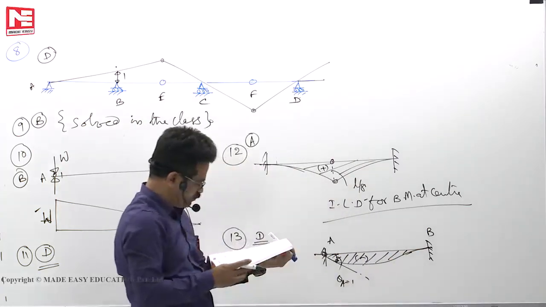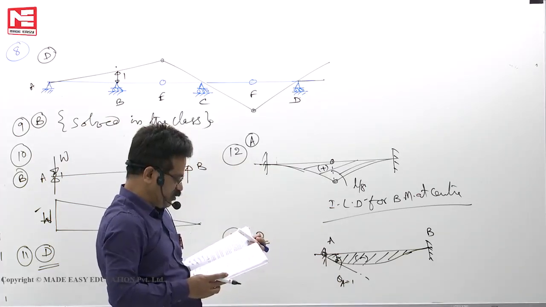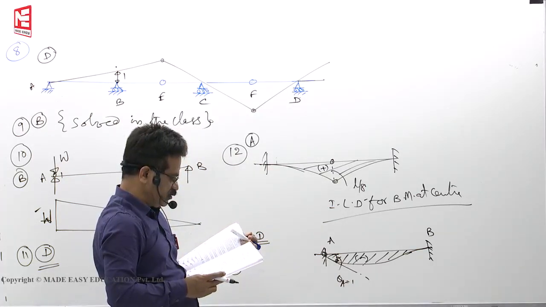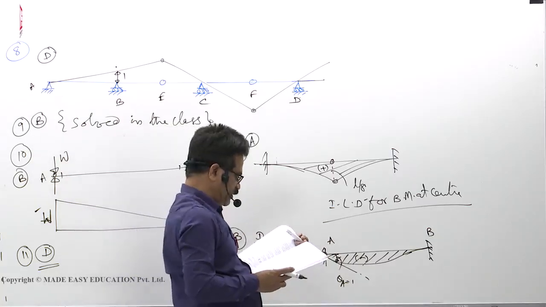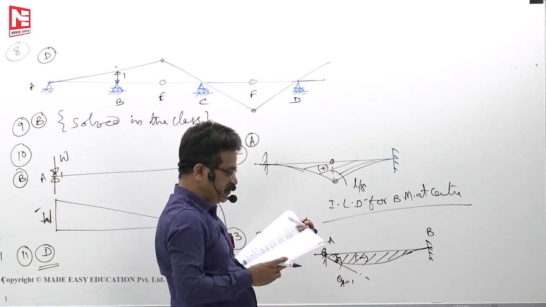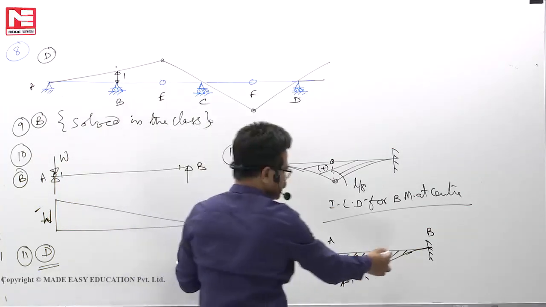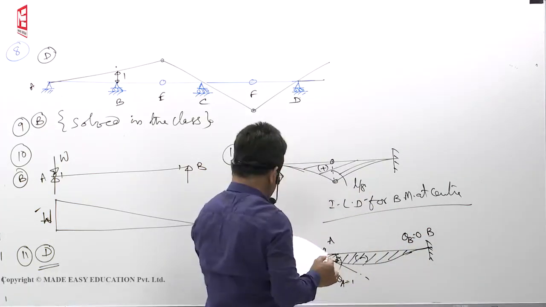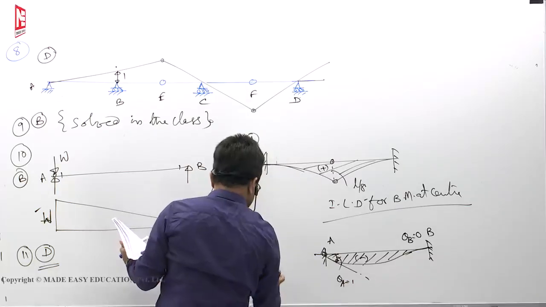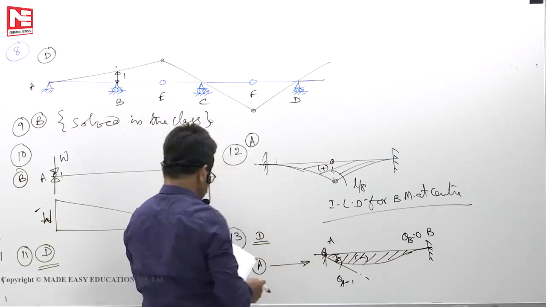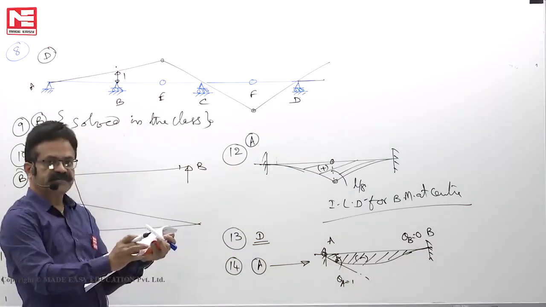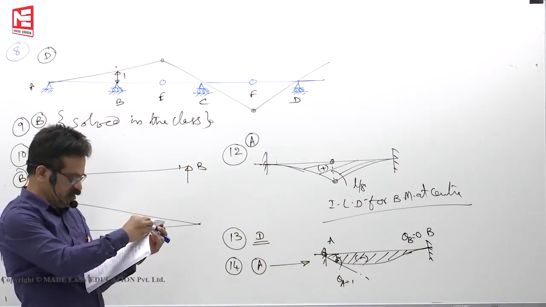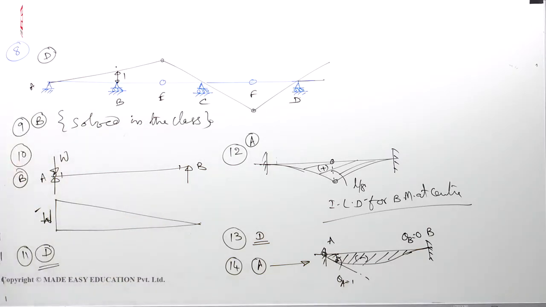Which one will match? Zero slope should be there. Here. So CD ruled out. B ruled out because there they have shown here theta B is 0 because fixed support. So correct option is A. 14th question is A. Okay, that matches the deflection profile. Next, 15th question.